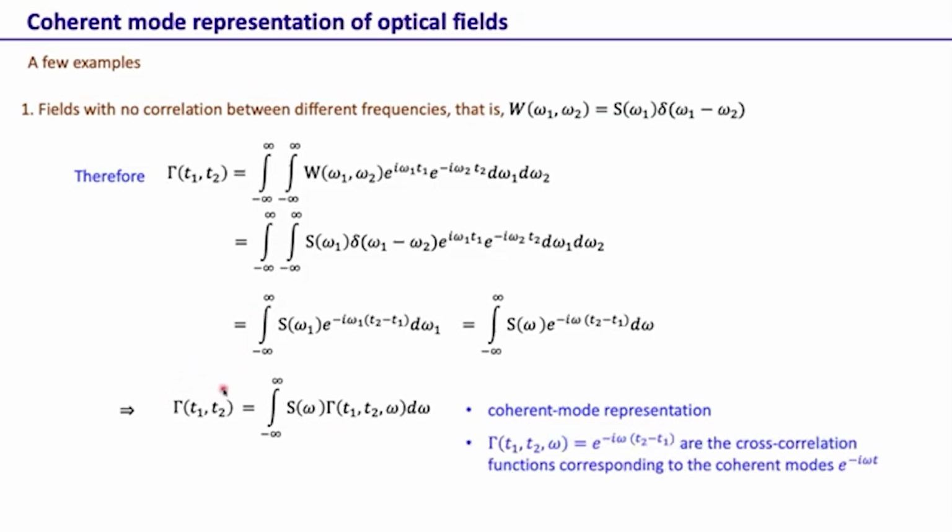Again, this is just one example, and here gamma(t1, t2, omega), which is e to the minus i omega (t2 minus t1), is the cross correlation function corresponding to the coherent mode. That means the field is e to the minus i omega t, and so for this monochromatic field the cross correlation function is essentially e to the minus i omega (t2 minus t1), with no ensemble averaging. So that's a coherent mode, and we are writing this particular cross correlation function in terms of this coherent mode representation.